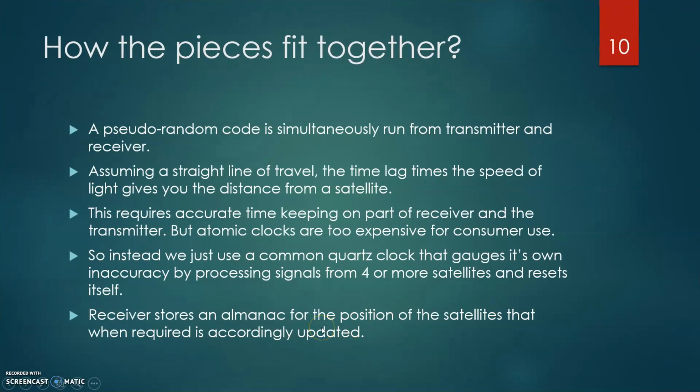So how do the pieces fit together? A pseudo-random code is simultaneously run from the transmitter and the receiver. When the transmitter's signal reaches the receiver, by then there is a time lag. This time lag gives us the time that it took the transmitted signal to reach the receiver. Assuming that the signal traveled in a straight line, the speed of light multiplied by this time lag gives us the distance of the receiver from a specific satellite.